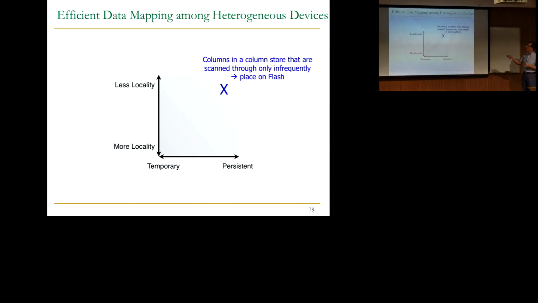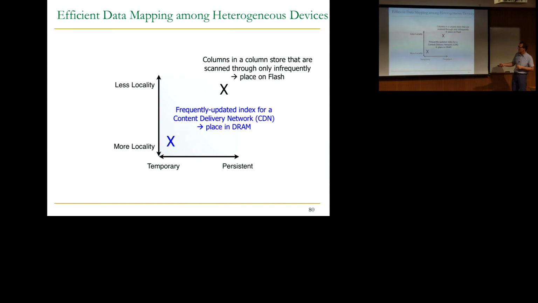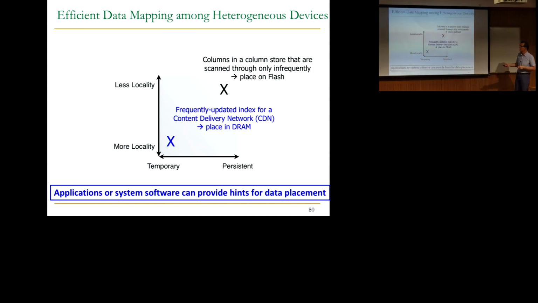So one example could be columns in a column store that are scanned only infrequently. You don't have a lot of locality over here, but you need persistence. So maybe putting it into Flash is good. I don't know. Or you have a frequently updated index for a CDN, content delivery network, that is temporary, and you don't need it to be persistent because you can always refresh it somehow. But you may have very good locality and you place it over here. So if you can characterize your data, you can provide these hints for data placement to this persistent memory manager. And internally, you can use those hints.